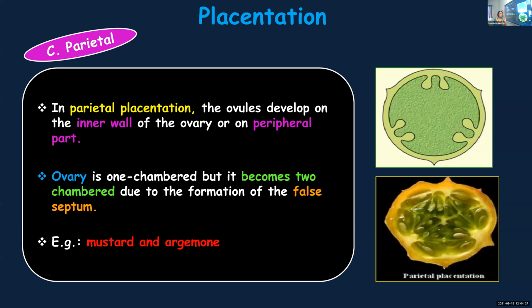Children, the figure, the symbolic representation will be given and you will be asked to identify which type of placentation, explain it and give examples. So diagrams you should be familiar with. You should be able to identify placentation from the figure given. So this is parietal placentation. Parietal, you relate it to the term periphery. Both are P. On the periphery, the ovules are arranged or on the inner wall of the ovary. And even though it is a single chambered ovary, sometimes it can form two chambers by the formation of a false partition or false septum.